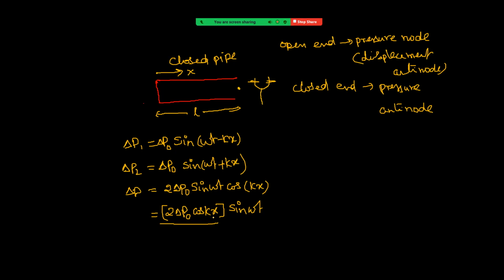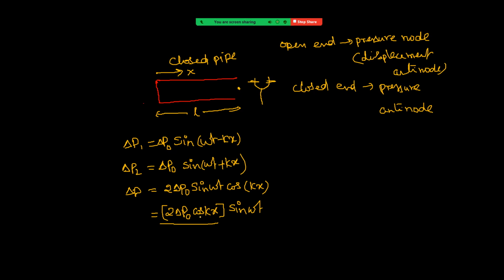2 delta P naught cos kx means when the x value is 0, this is maximum. It means the change in pressure is maximum, right? Therefore, the pressure antinode is the closed end. So if you take the closed end as x equal to 0, then this is the equation. Suppose I take x equal to 0 as the open end, then in the place of cos we have to write sin kx, because here it is a pressure node, meaning there is no change in the pressure.